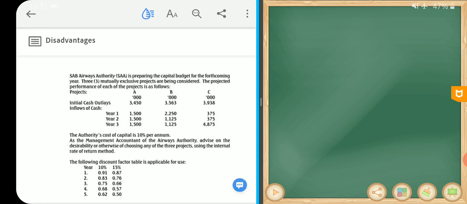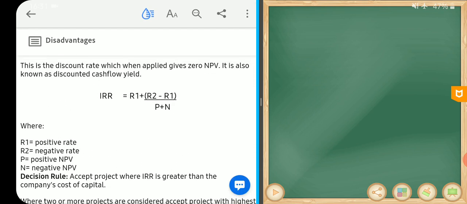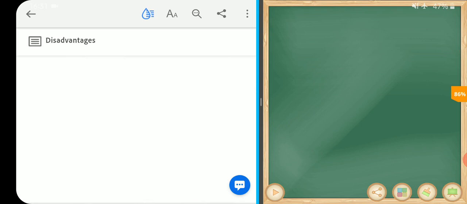So having said all this, what we just need to do now is to calculate NPV the same way we calculated NPV before. But we are going to calculate for the 2 projects. We are going to calculate for both the 10% and the 15%. Now, after we've calculated for the 10% and the 15%, we will apply this other formula that was given to us here. So let's look at their solution.